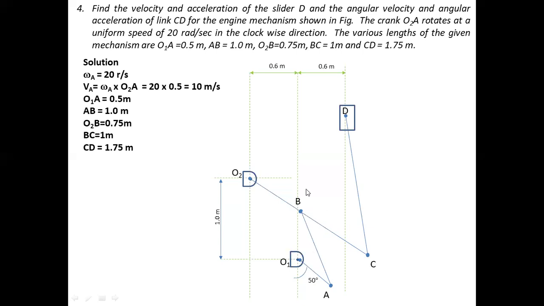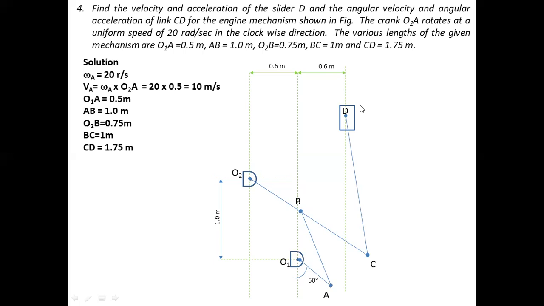Then we have the orientation of the fixed points O1 and O2. Horizontally, they differ by 0.6 meter and vertically 1 meter. Then we have the slider orientation with respect to O1, it is 0.6 meter parallel to the O1 position. Then we have the dimensions: crank O1A is 0.5 meter, AB is 1 meter, O2B is 0.75 meter, BC is 1 meter. That means O2C is 1.75 meter. Then we have CD, 1.75 meter.